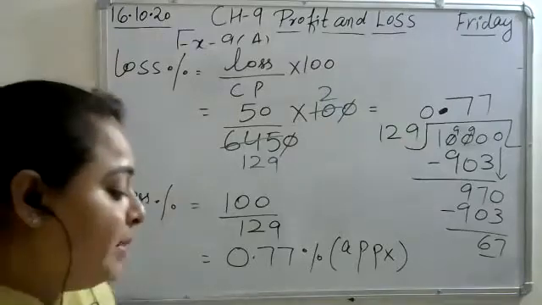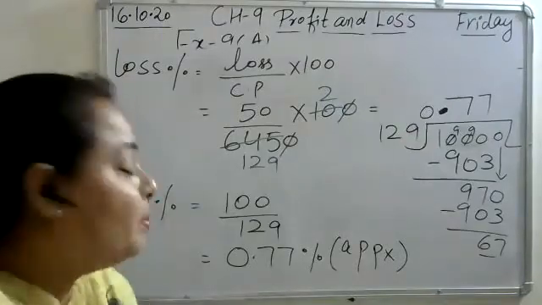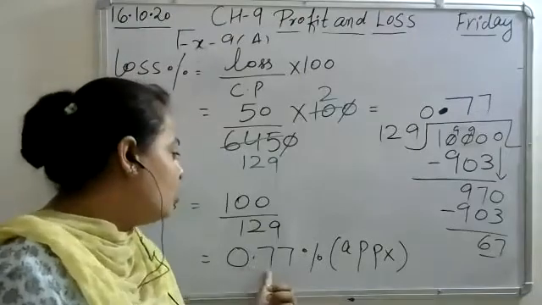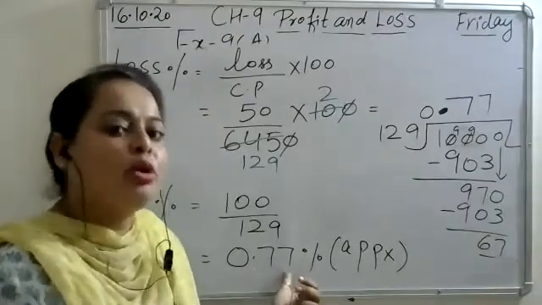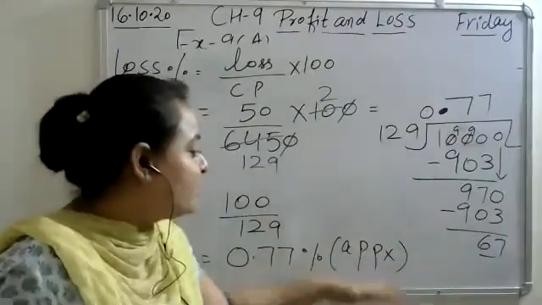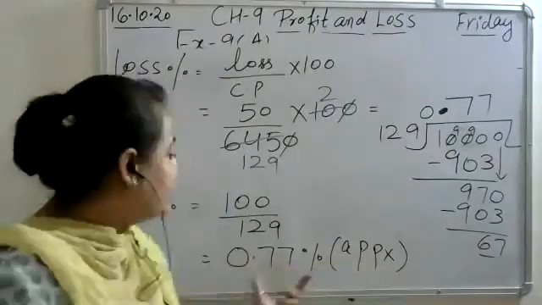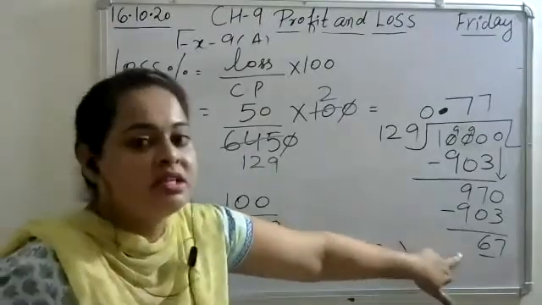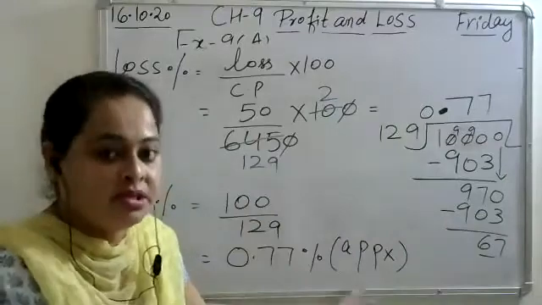Beta, approximate. Dishita, approximate means near to this. Near to 0.7778 भी हो सकता है, because हमारा रिमाइंडर 0 नहीं आया ना. अप्रोक्सीमेट का मतलब है जो भी आंसर आएगा इसके नियर बाय आएगा, because the remainder is not 0. This is the meaning of approximate.